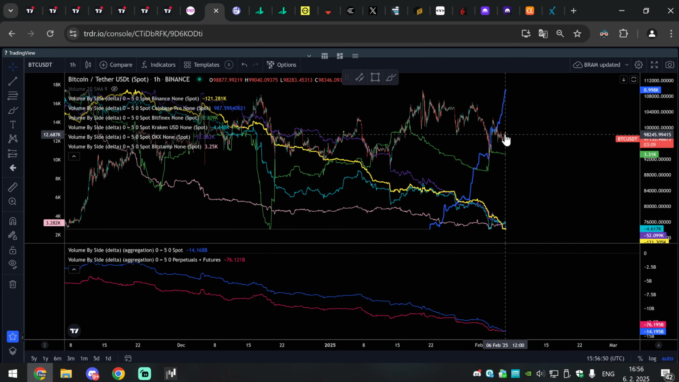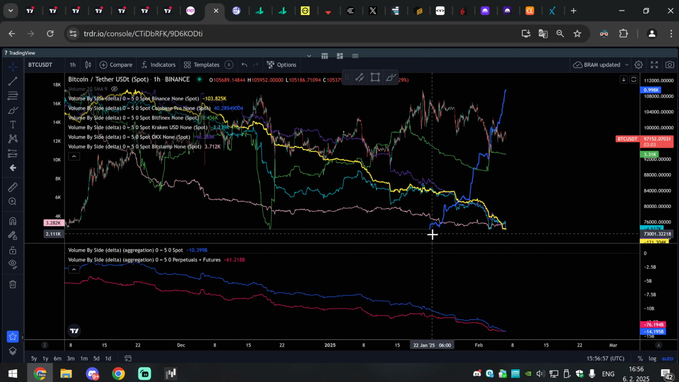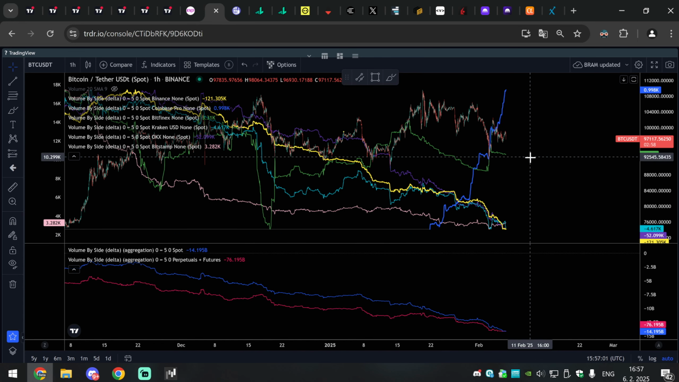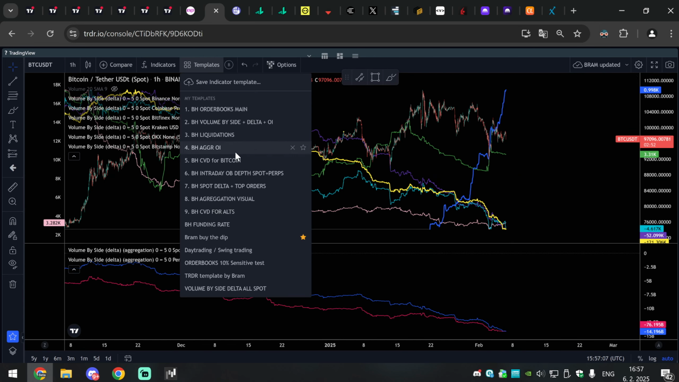This is the 1 hour time frame. Okay, I just want to see why it's ending here. It's very strange. Since 22, 1k of bitcoins. That's not much, but I don't know why this stopped here. Need to check with TRDR.